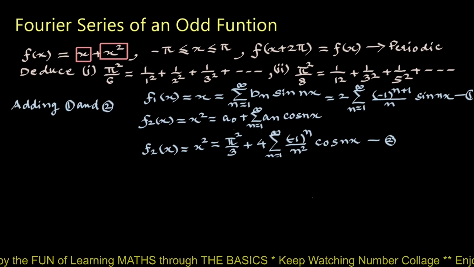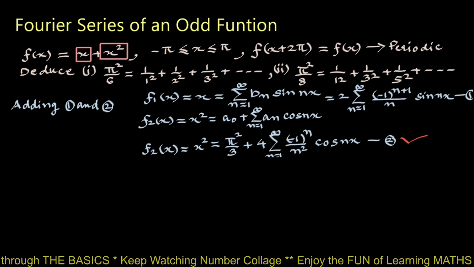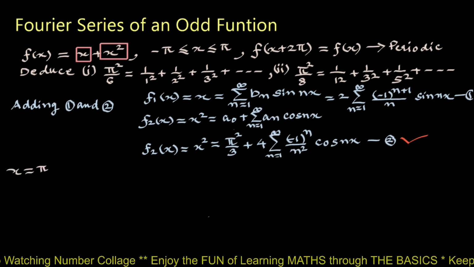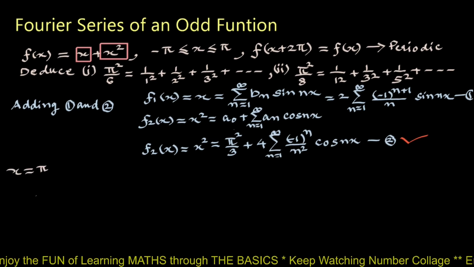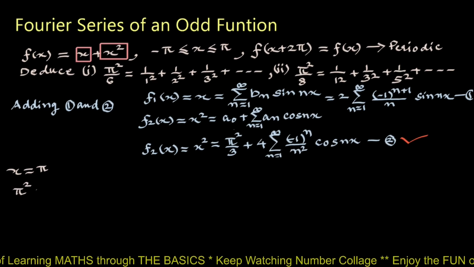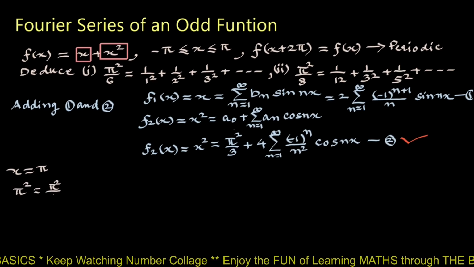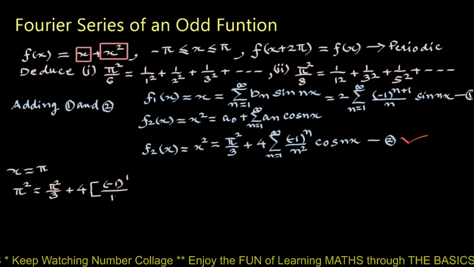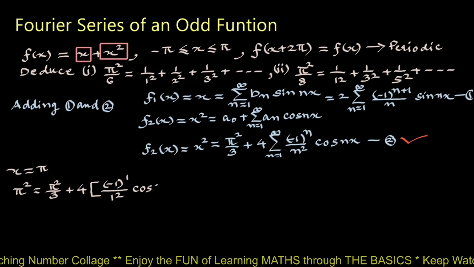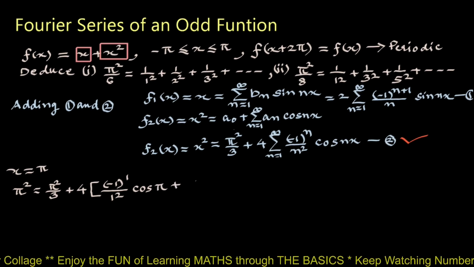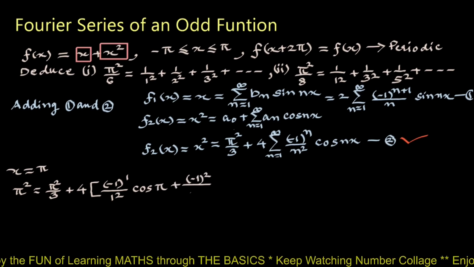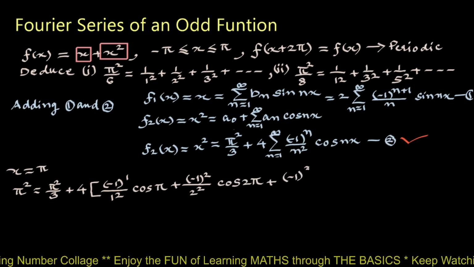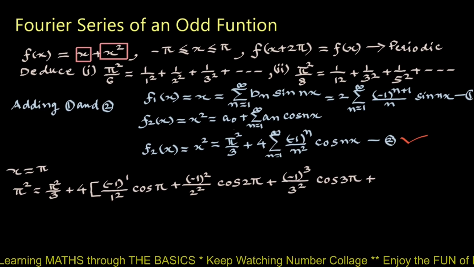If we carefully observe expression 2, and in this expression if we put x equals pi, we are likely to get the first deduction. So expression 2 becomes pi square equals pi square upon 3 plus 4 times minus 1 to the power 1 upon 1 square cos 1 pi, that is cos pi, plus minus 1 square upon 2 square cos 2 pi, plus minus 1 cube upon 3 square cos 3 pi, plus so on and so forth.